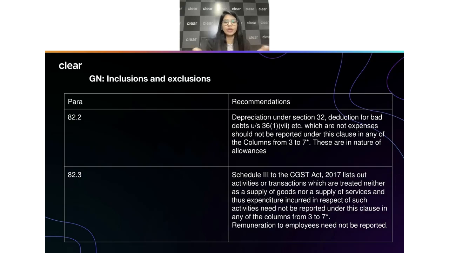The answer was no, we don't have to report depreciation, because it's just a provision entry and provisions should not be recorded when it comes to clause 44. Then the second point was, what about Schedule 3? There is a Schedule 3 in the GST Act. The question is, should we even include that or not? For example, remuneration to the employee. That's the best example. The salary was the best example.